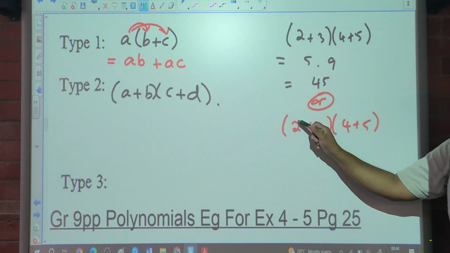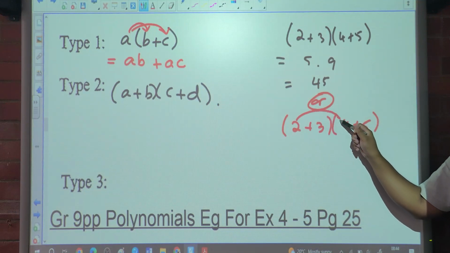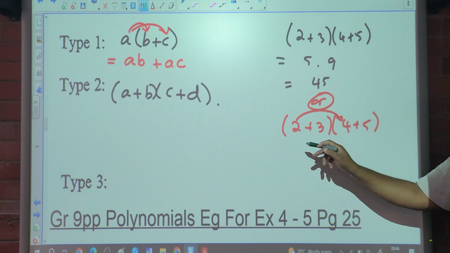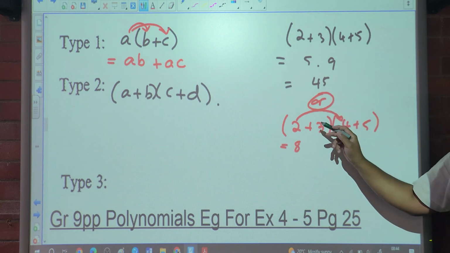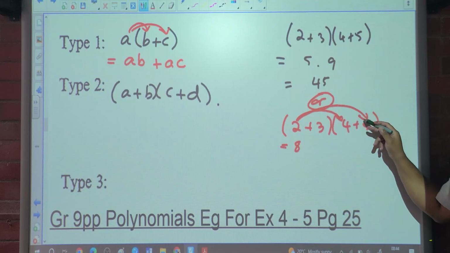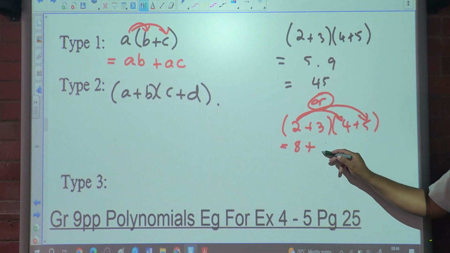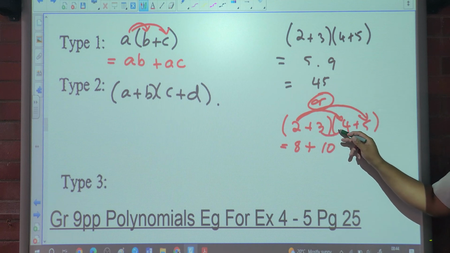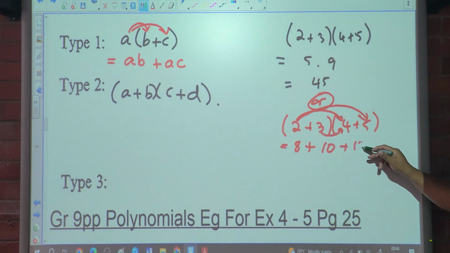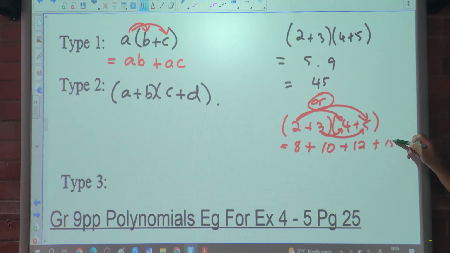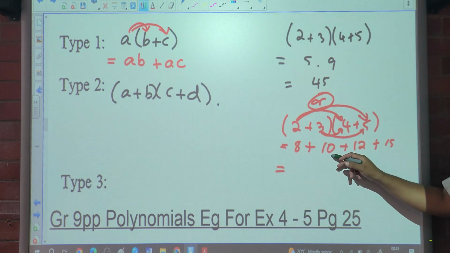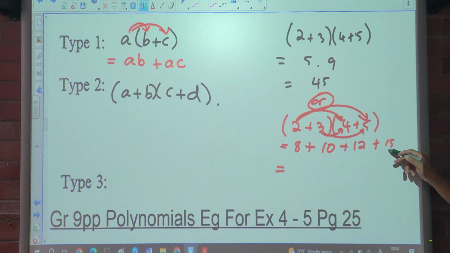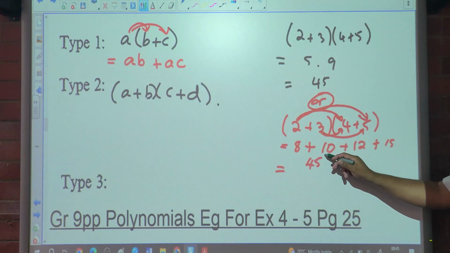Alright, so what do we do? We're going to say 2 multiplied by 4. What's 2 multiplied by 4? 8, yes. Remember the answer must be the same if we make no mistake. 2 multiplied by 5. What's 2 multiplied by 5? 10, yes. 3 multiplied by 4. 12, yes. 3 multiplied by 5. 15. 8, what's 8 plus 10? 18. Plus 12. 30. Plus 15. So hang on.